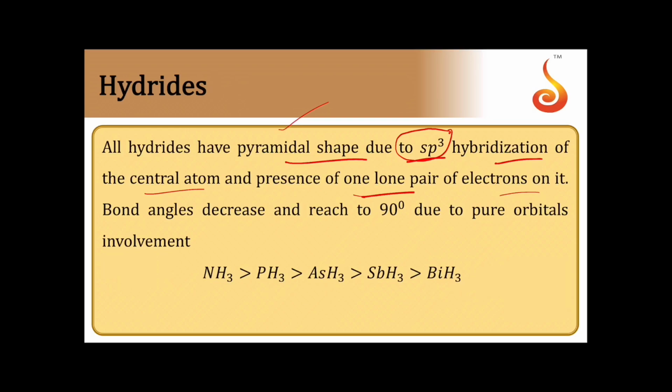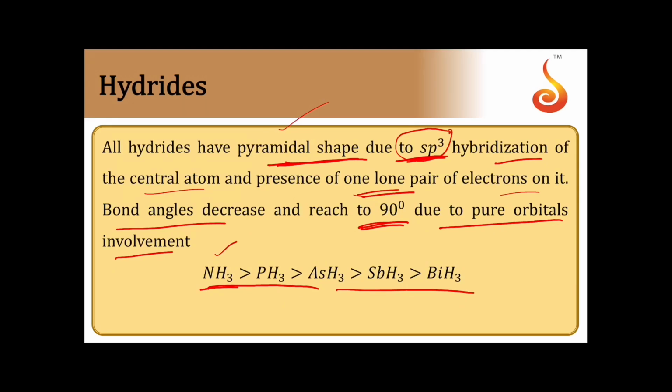Coming towards bond angles. Bond angles decrease and reach 90 degrees due to pure p orbitals involving down the group. Down the group we can see that pure p orbitals are involved in the formation of hydrides, whereas for ammonia nitrogen will be sp3 hybridized. So all hydrides are pyramidal in structure due to the sp3 hybridization and the lone pair of electrons. Bond angles are getting reduced to 90 degrees because down the group pure p orbitals start involving in bond formation. So this is the order of bond angles we have. Ammonia has the highest bond angle and bismuthine has the least.